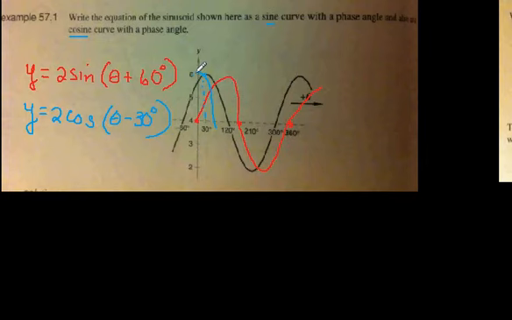So see how it moved from this point, from the top. We always do our cosine curve from the top to the top, and we do the sine curve from the axis to the axis.